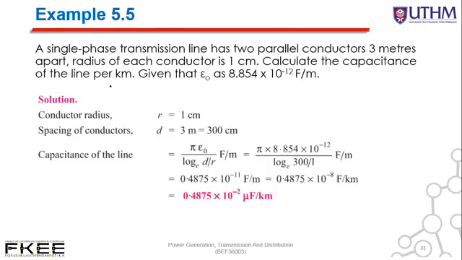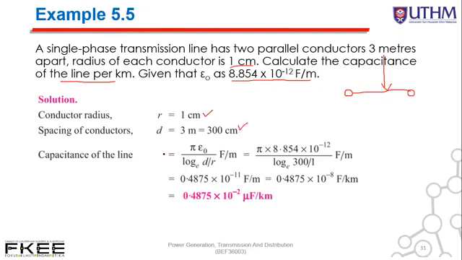Again, example 5.5. Let a single phase transmission line have two parallel conductors 3 meters apart. The radius of each conductor is 1 centimeter. Calculate the capacitance of the line per kilometer, given that epsilon naught is 8.854 times 10 to the power of minus 12 farad per meter. As solution, we have the radius of 1 centimeter, and the spacing of conductors D equal to 3 meters or 300 centimeters.